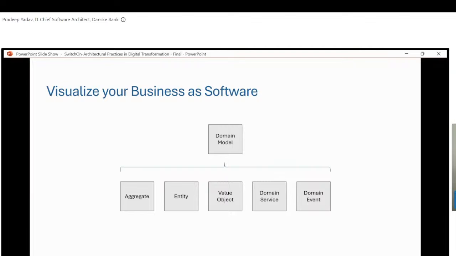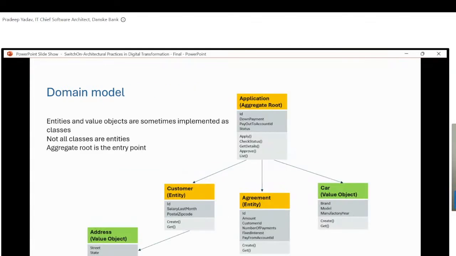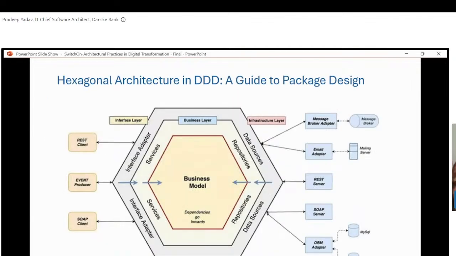If you see, we use DDD's building blocks like aggregates, events, and value objects to create the domain model. A very simple domain model may look like this. And once you have a domain model ready, align it with the hexagonal architecture in domain-driven design, which will guide you on the package design in your software.